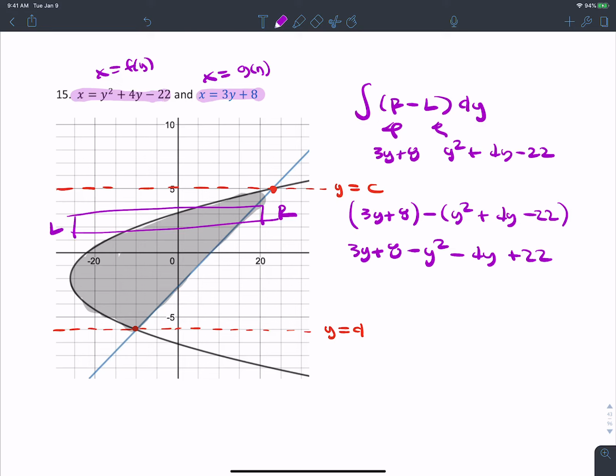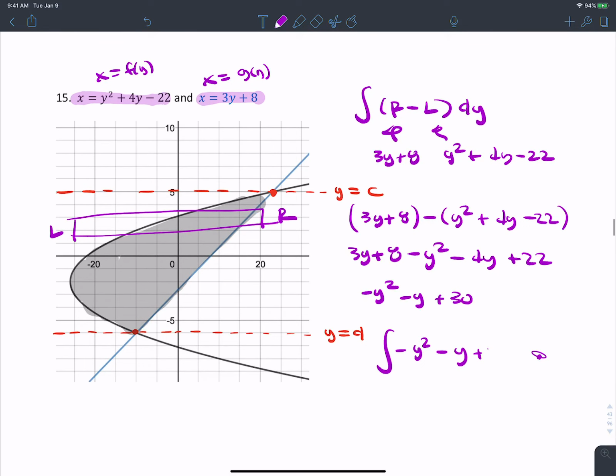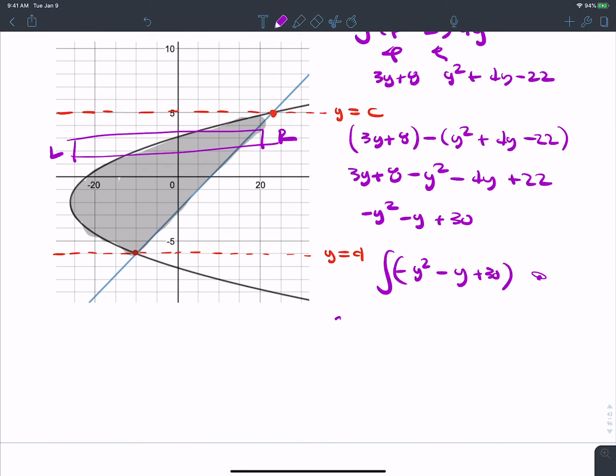So when we simplify and combine like terms, what do we end up with? I can put minus y squared first, and then 3y minus 4y is minus y. 8 plus 22, isn't that plus 30? So this integral again will be minus y squared minus y plus 30, and this is all dy again. Make sure I did my arithmetic okay. Minus y squared minus y plus 30 dy.